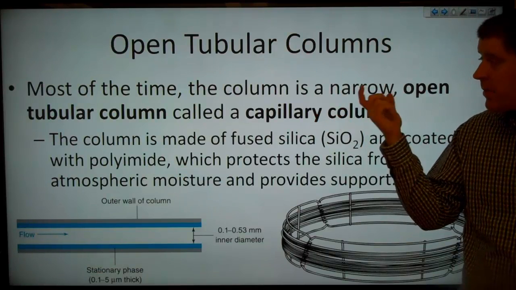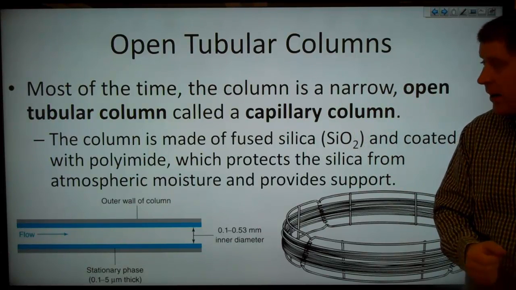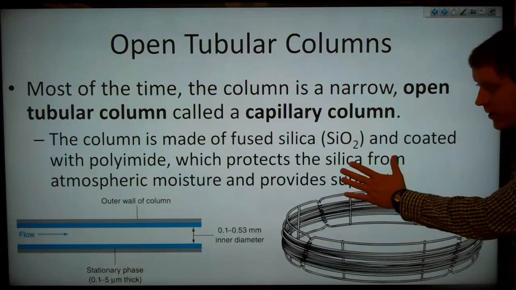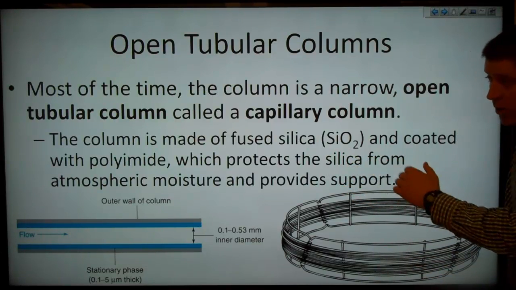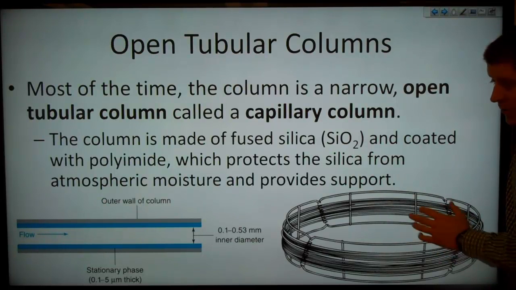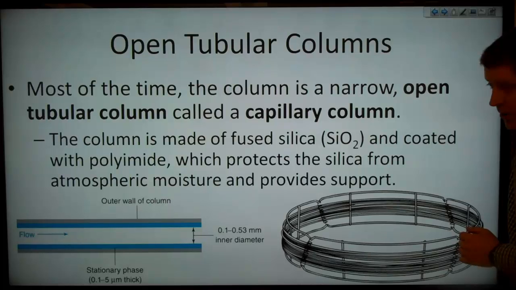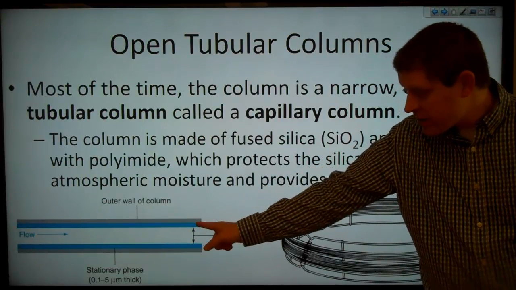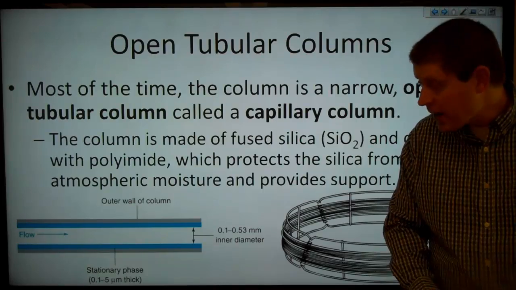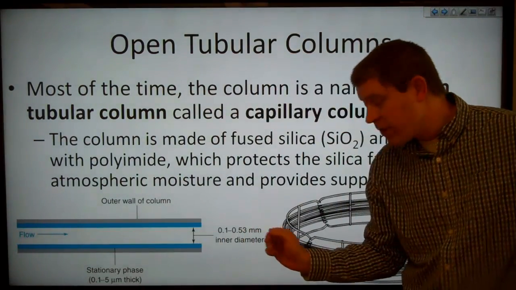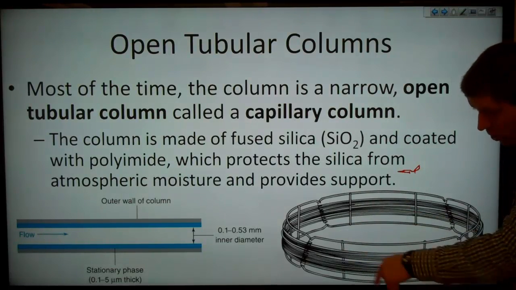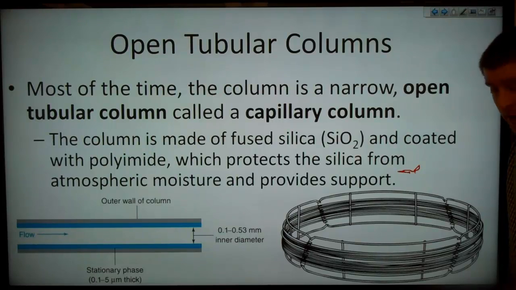So most of the time, the column is a narrow, open tubular column called a capillary column. And that column is made of fused silica, so SiO2, and coated with polyimide, which protects the silica from atmospheric moisture and provides support. And so you can see here, we've got our outer wall of the column, we've got some stationary phase coating that outer wall, and then our carrier gas is flowing past. And generally, these columns are long enough that we coil them around in a spiral like this.